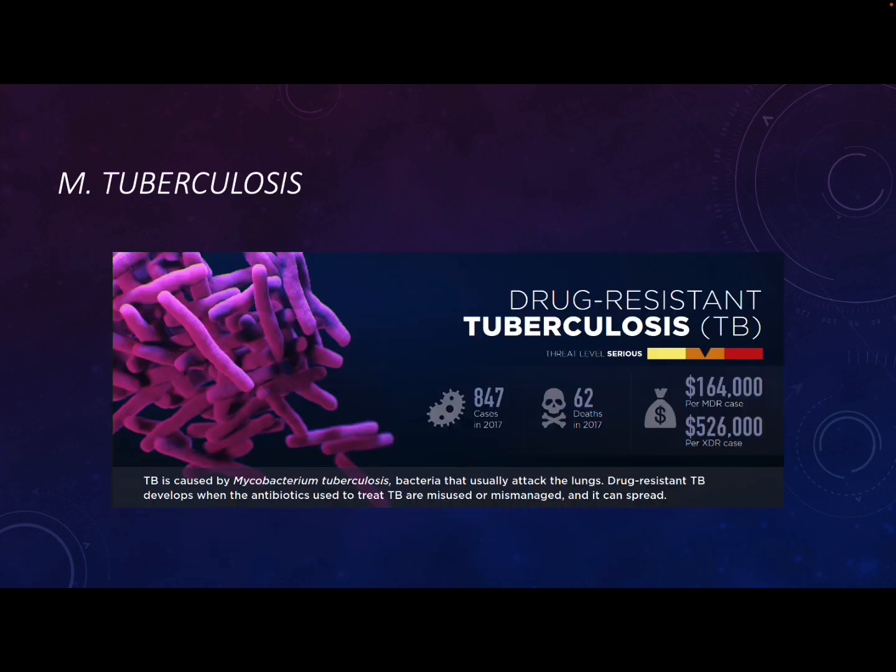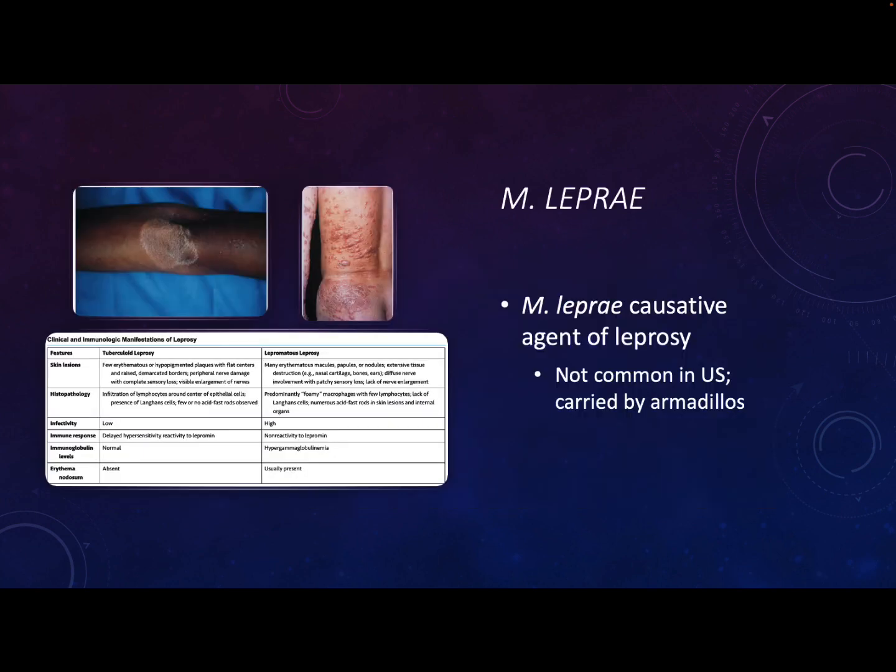So drug-resistant tuberculosis in the U.S. is considered a serious threat level. Not a ton of cases back in 2017. Some deaths, kind of expensive. But of course, if more and more people are getting these drug-resistant infections, it could become a more significant problem. So if you do end up with a patient that has tuberculosis, just really insist that they comply with therapy. Questions about tuberculosis? We'll get through one more slow growing and then we'll stop for today.